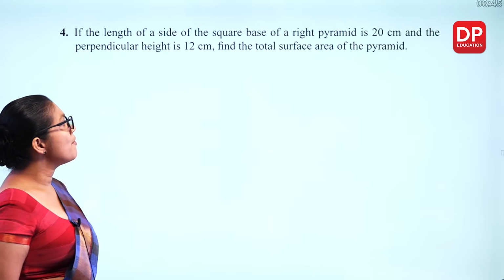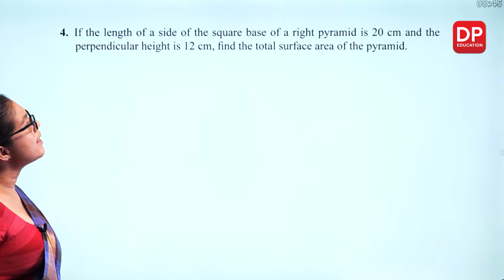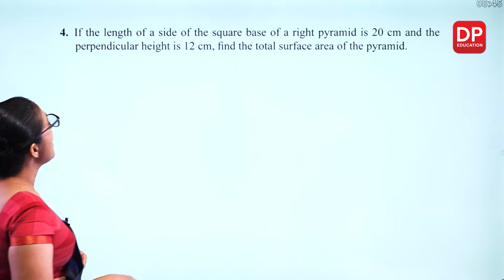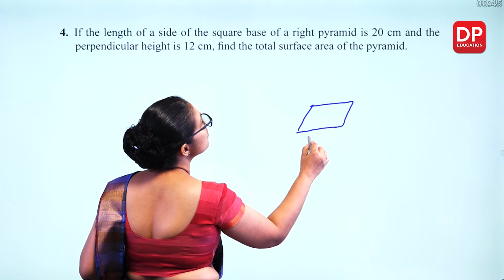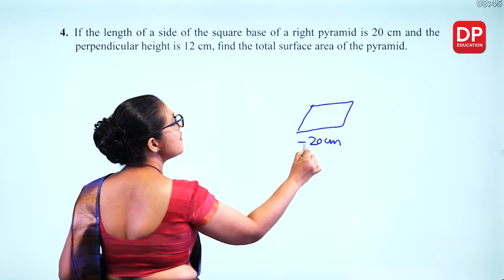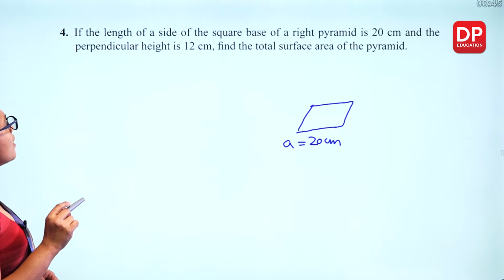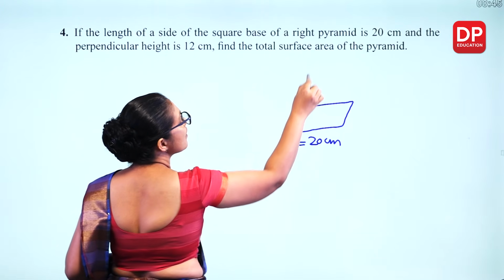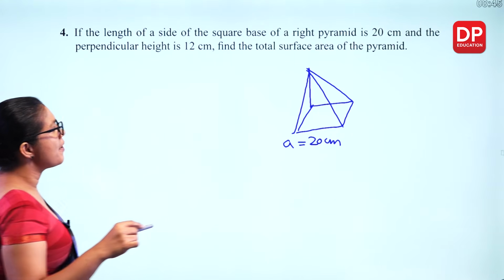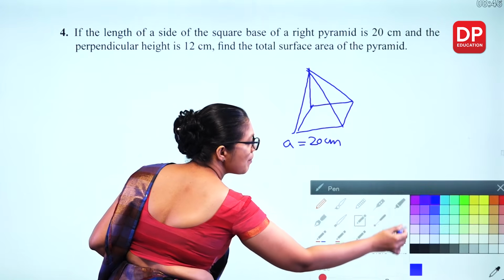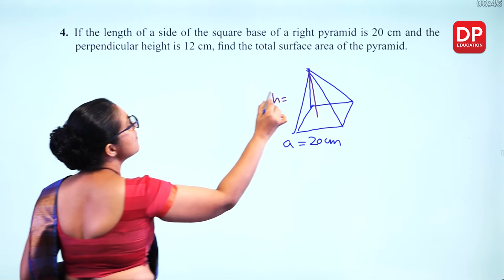Now we'll look at question number 4. In question number 4, it says if the length of side of the square base of a right pyramid is 20. So that means the length of this one side is 20 centimeters. What's the letter we used? A. A is 20. And the perpendicular height is 12. So here perpendicular height means the perpendicular height of the pyramid. That's H. I can mark this height as H. H is given 12 centimeters.